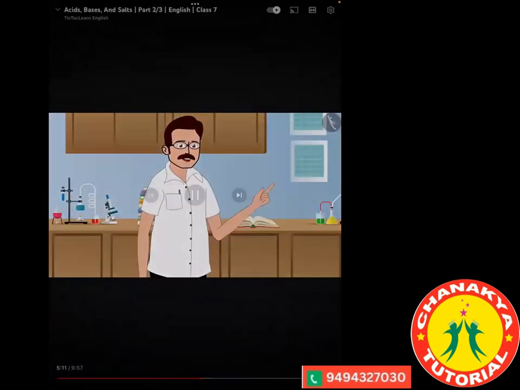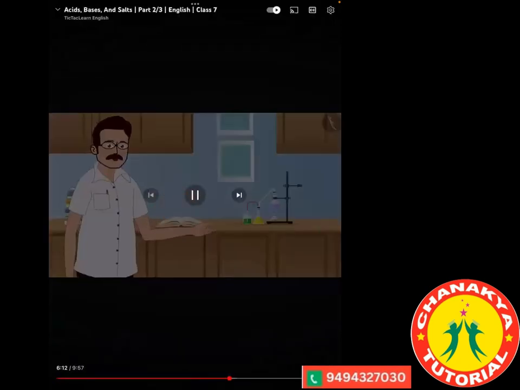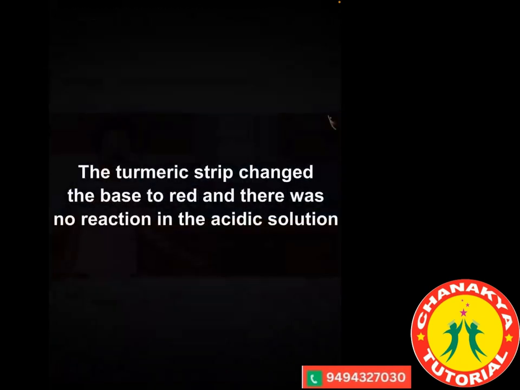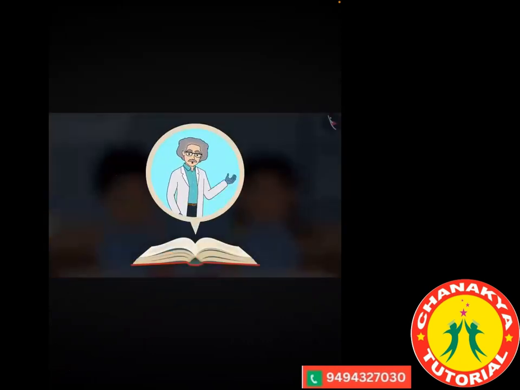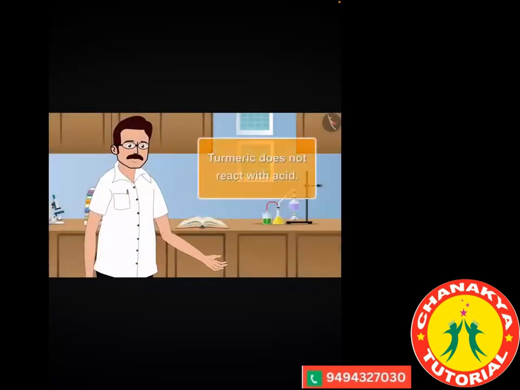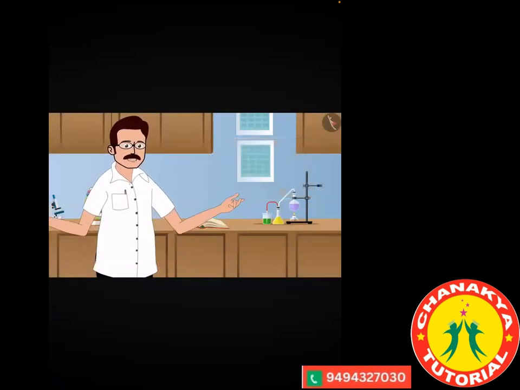Concluded that the turmeric strip changed the base to red and there was no reaction in the acidic solution. Sir, do all the bases turn red when we come in contact with turmeric? These children have deduced what I did a few years ago. How clever are these children? Yes, and turmeric does not react with acid. That is why turmeric strips did not change color when they came in contact with acid.